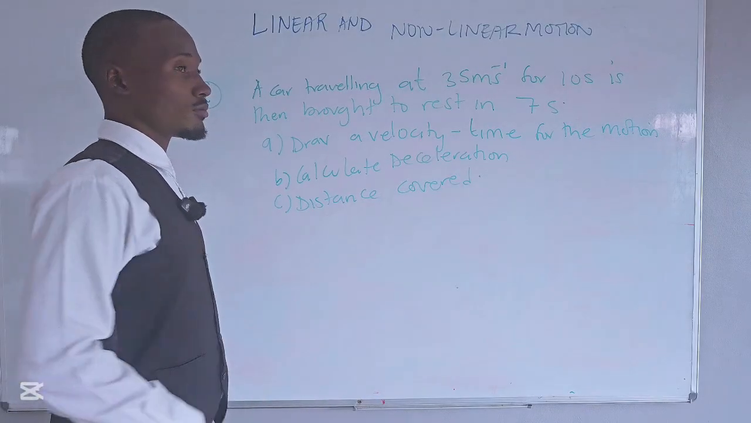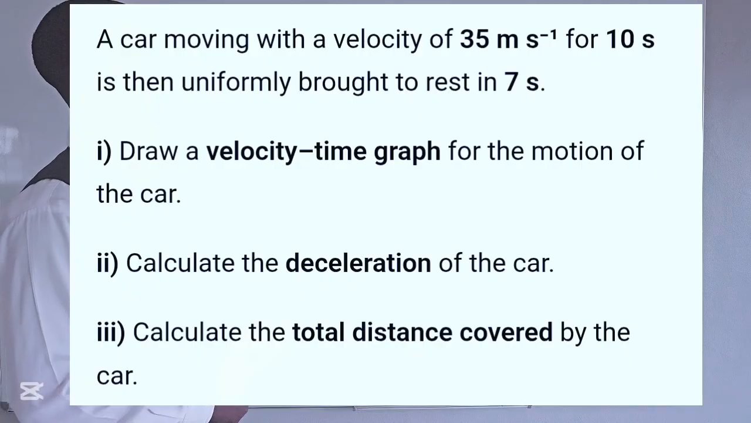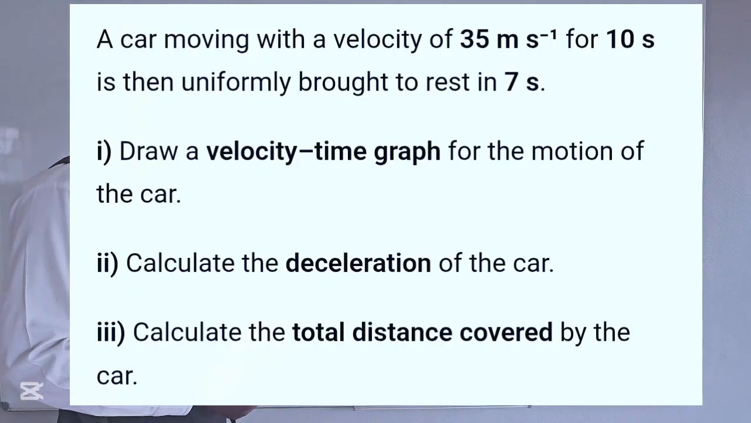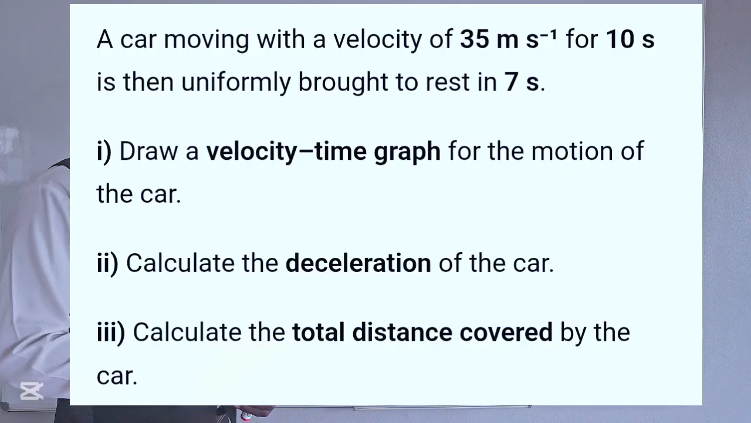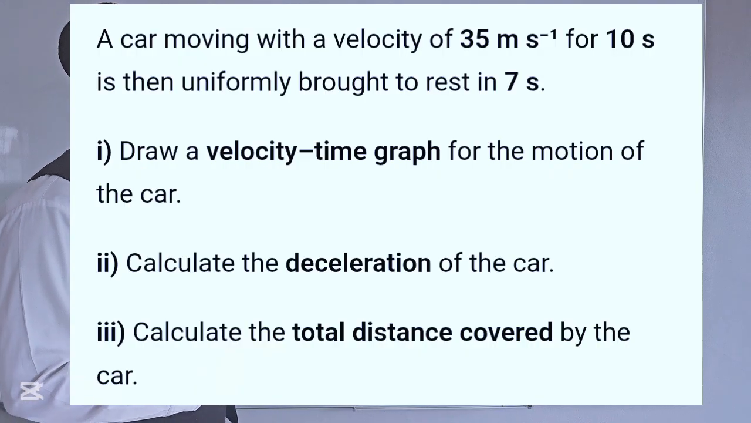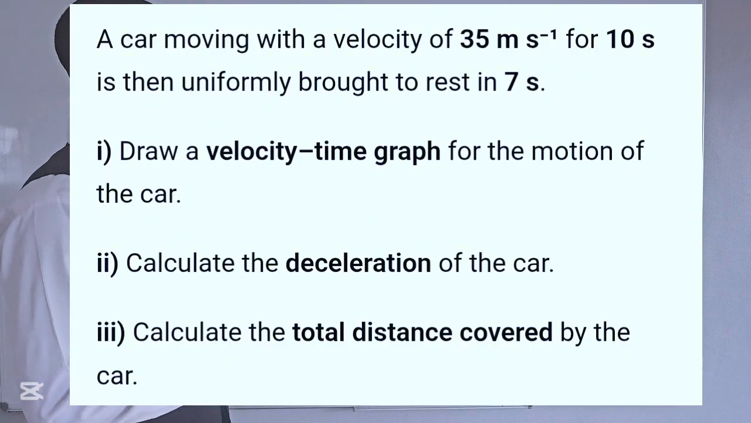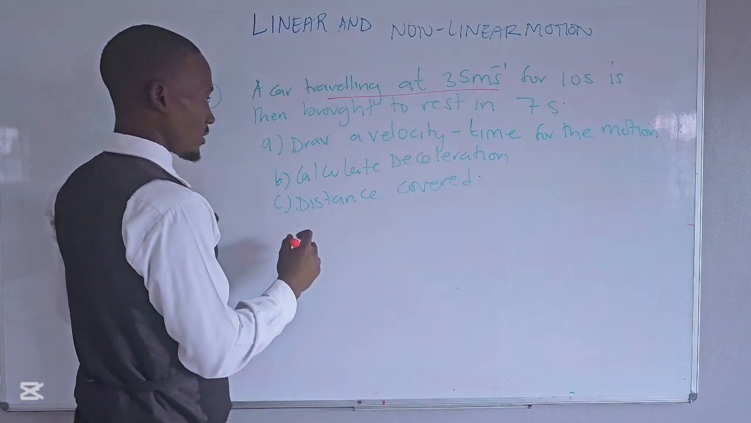We are back on example 2. A car traveling at 35 meters per second for 10 seconds is then brought to rest in 7 seconds. Draw a velocity time graph for the motion. So here they are telling us that a car is traveling at a velocity of 35 meters per second.